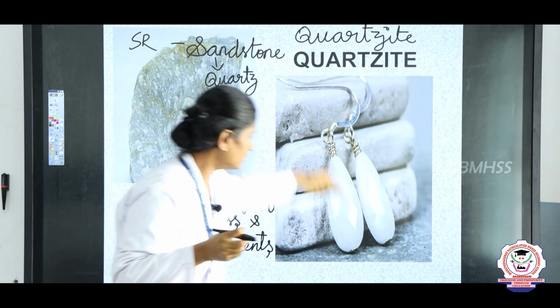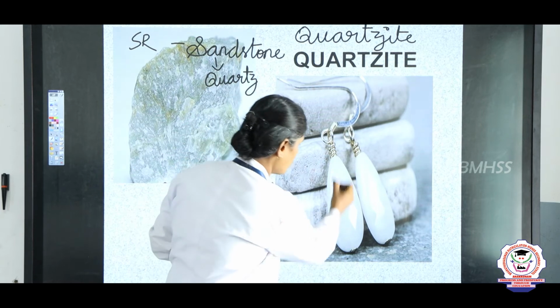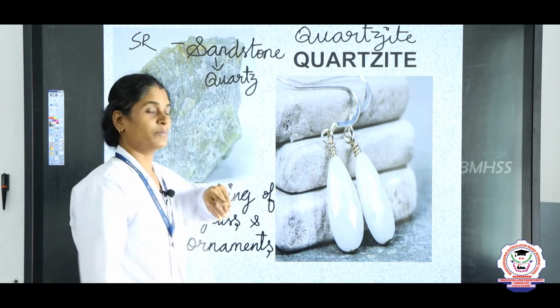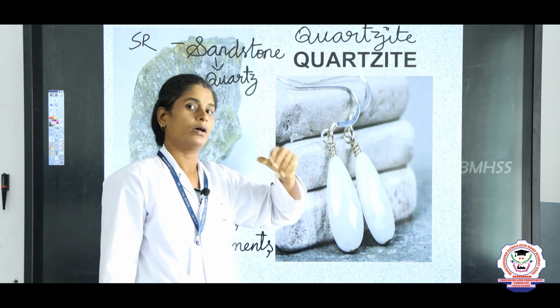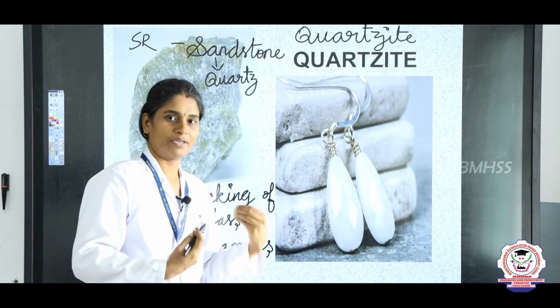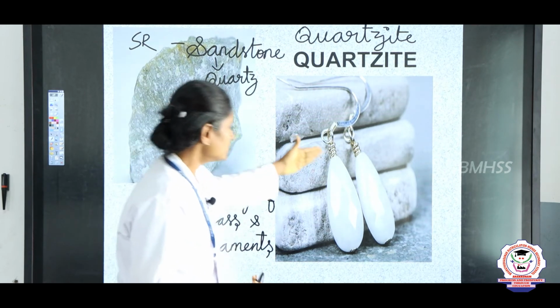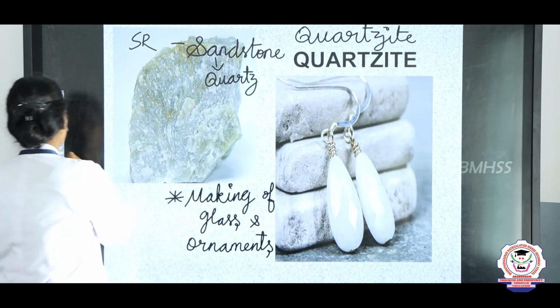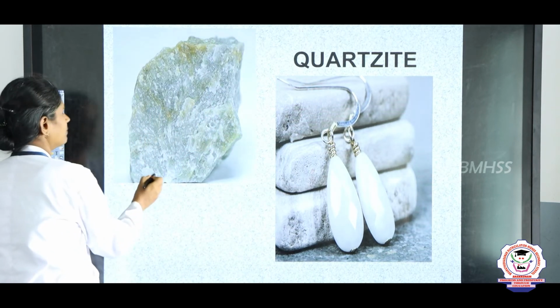So you can see an earring, right? This earring, this stone is made of quartzite, right? Nowadays many people use different types of materials to wear as ornaments. The same way they wear gold, this stone made of quartzite is worn. So now we saw almost all the examples of the sedimentary rocks and metamorphic rocks, right?